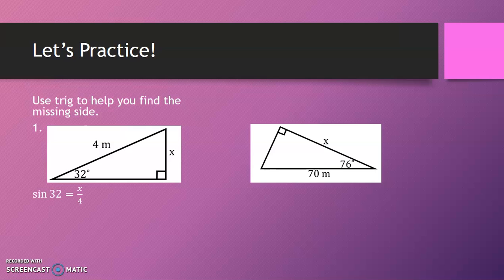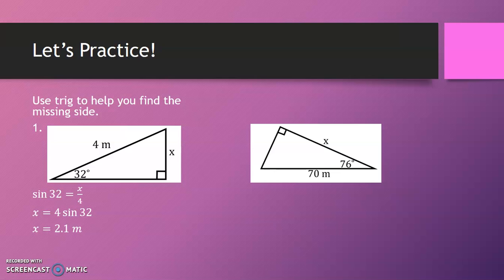So to set this up, we do sine and put in that 32 for where that angle would be. So sine of 32 equals x over 4, opposite over hypotenuse. Now to rewrite this, I need to get 4 out of that denominator. So using basic algebra, we're going to multiply both sides by that 4. And so we have x equals 4 times the sine of 32. This is when you're going to want to type this into your calculator and evaluate. So we're going to get 2.1 meters for x.